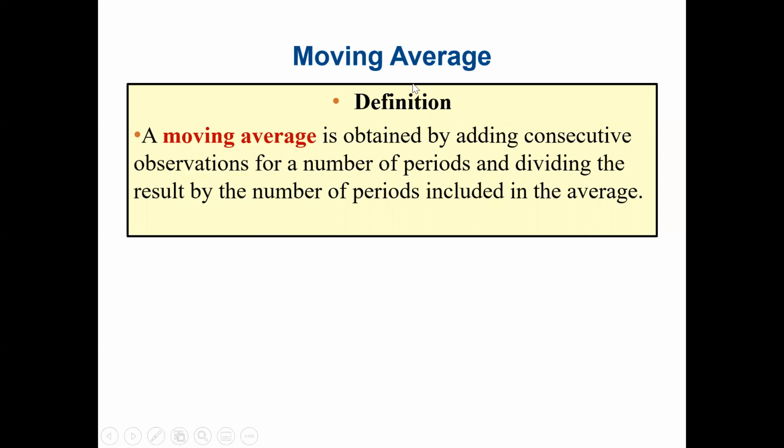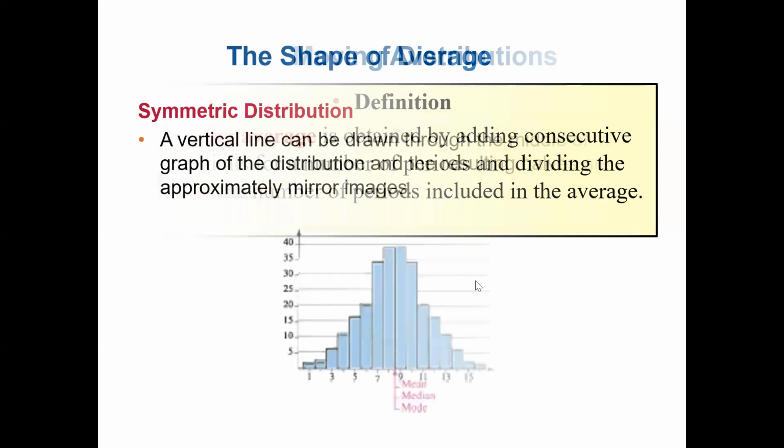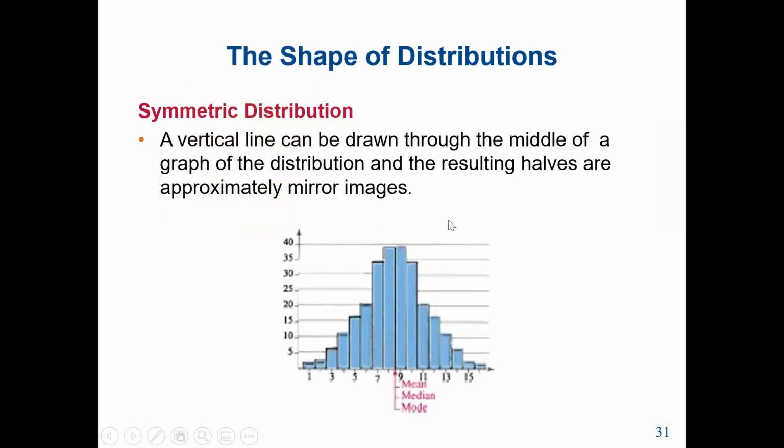So next we move to the moving average. A moving average is obtained by adding the consecutive observations for a number of periods and dividing the result by the number of periods included in the average. So the best way is to use an example.